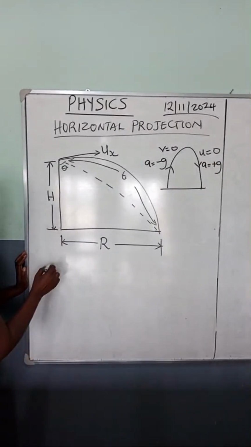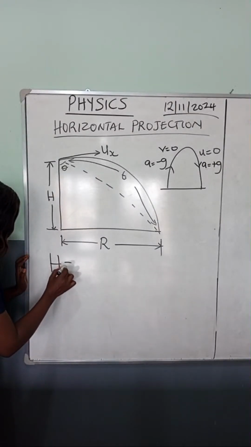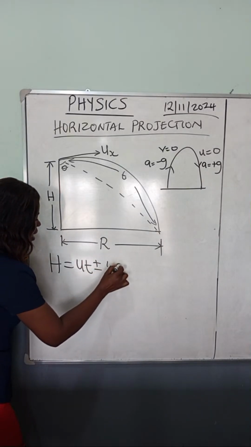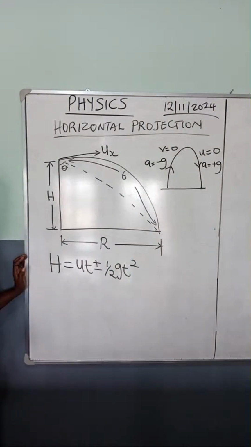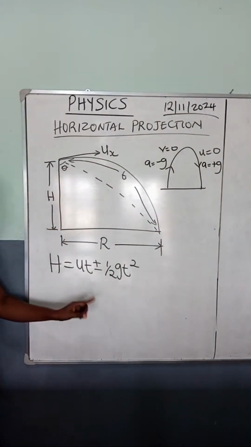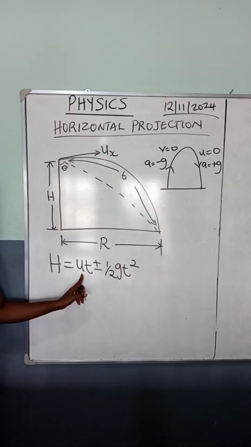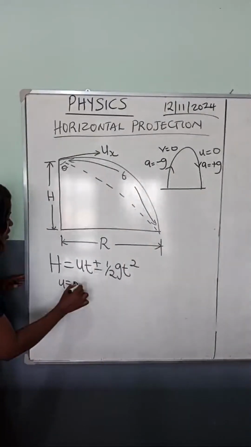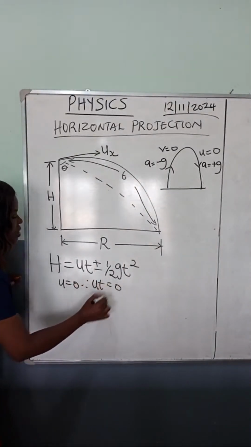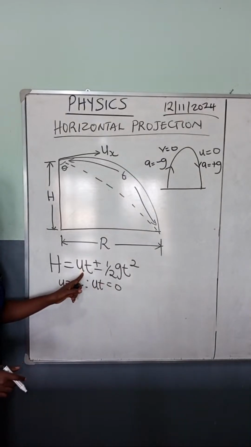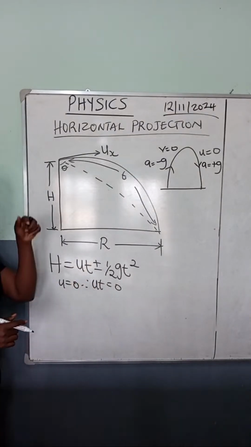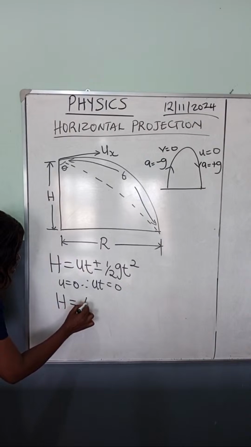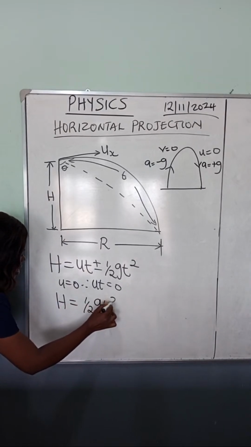Then using this equation of motion, which says that h is equal to ut plus or minus half gt squared. Now, if you are considering the downward motion, my initial velocity equals 0. Then if u is equal to 0, that means ut is equal to 0. Then there is a plus because the object is coming down. It also means that h is equal to half gt squared.